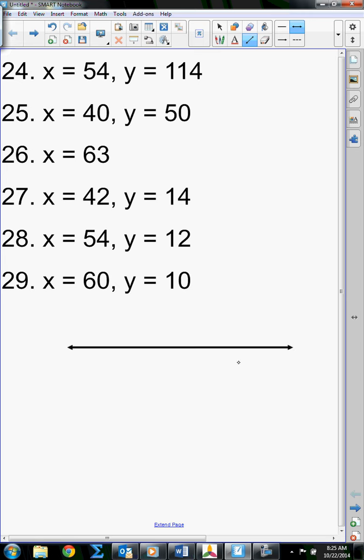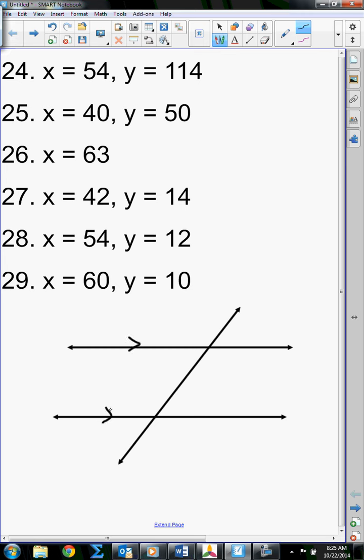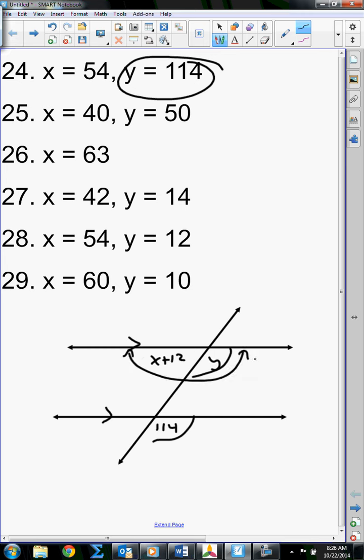So 24, you had two parallel lines crossed by a transversal, and you know they're parallel because of the markings on them. So you saw arrows here and here. And we knew this angle is 114. We know this angle is y degrees, and this angle is x plus 12. So these angles are corresponding, so they're congruent, which is where that came from. And then this forms a linear pair. So these two angles are supplementary. So add them together equal to 180, and then solve for x, which is where this guy came from.